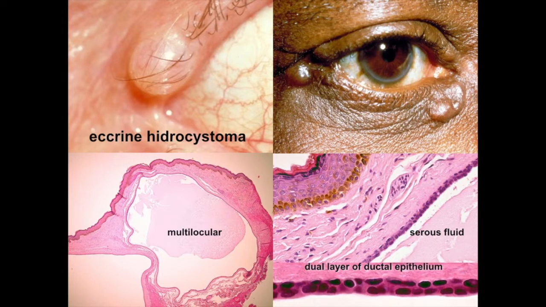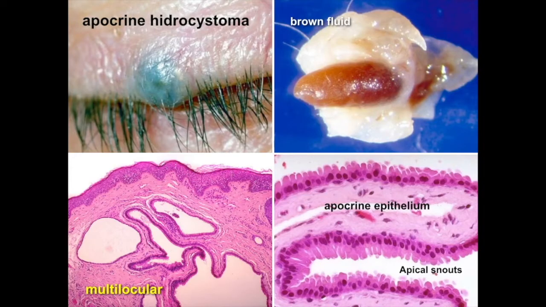Eccrine hydrocystomas have a propensity for the canthi. They tend to be sort of translucent. They're filled with watery fluid. They may be multilocular, and they're lined by a dual layer of sweat ductal epithelium, and typically have this eosinophilic serous fluid. Now, the Moll gland cysts, the apocrine hydrocystomas, are interesting.